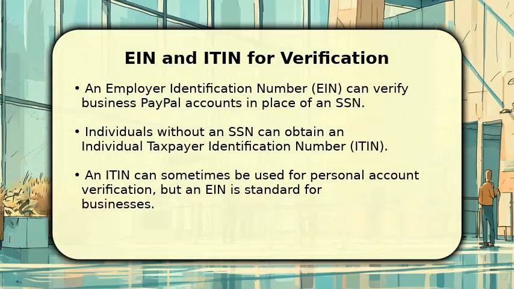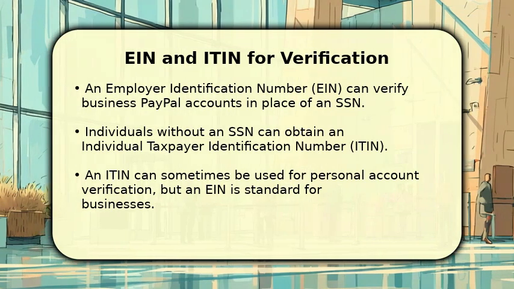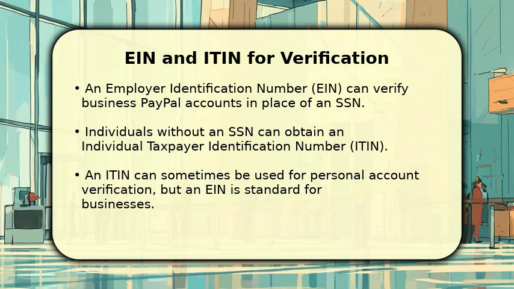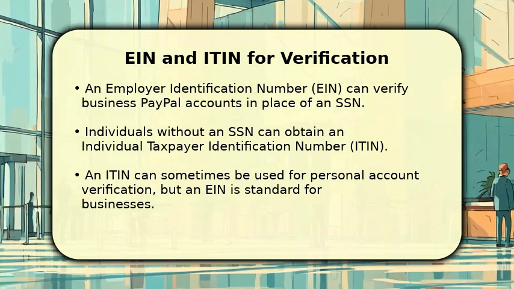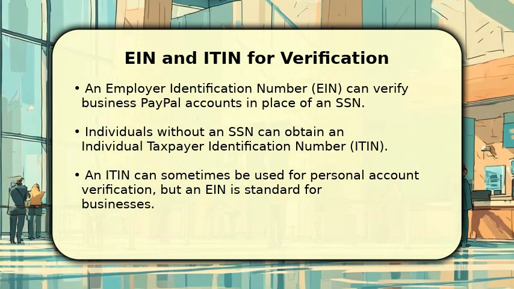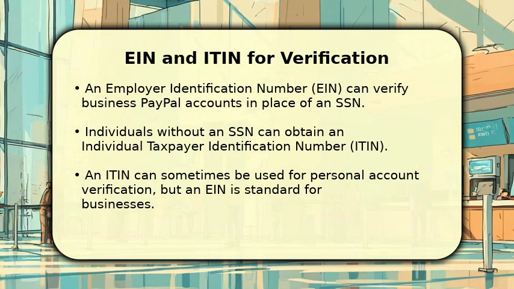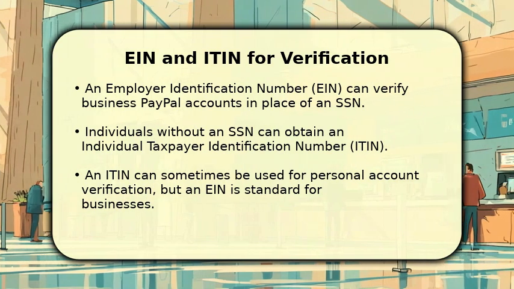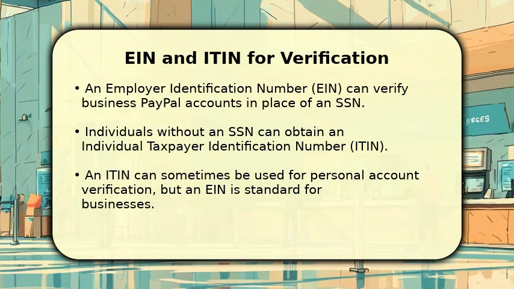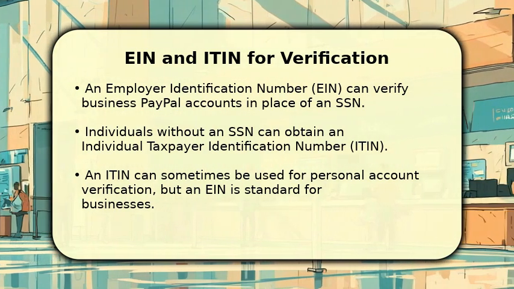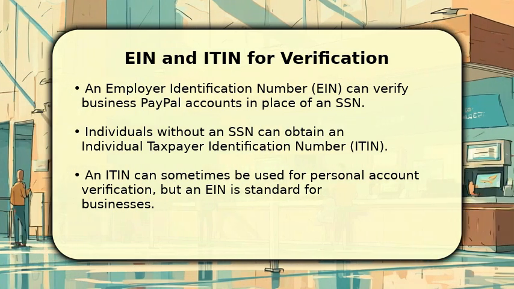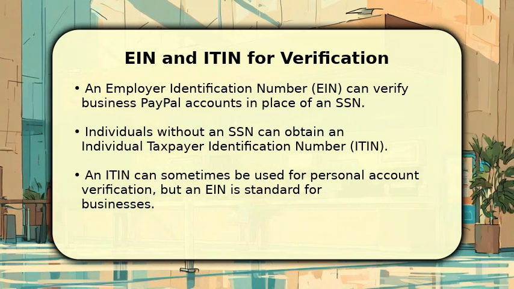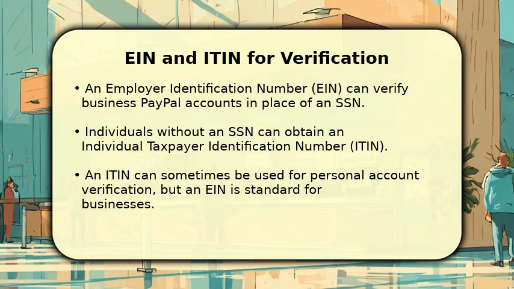The Employer Identification Number, or EIN, is your primary tool for business account verification without an SSN. It's a federal tax identification number for businesses, acting much like an SSN for an individual. For those without an SSN but needing a personal account, an individual taxpayer identification number, an ITIN, might be an option, though an EIN is more commonly accepted for the business route. Both are legitimate numbers that can help you secure your PayPal account.